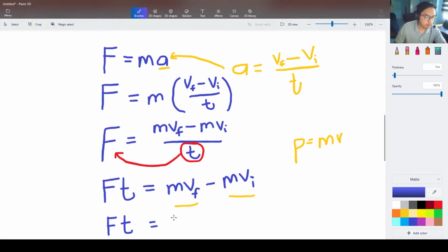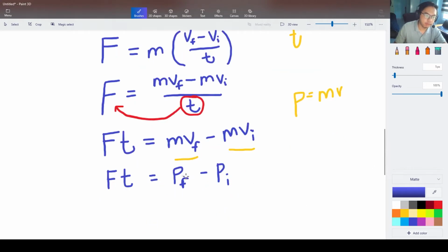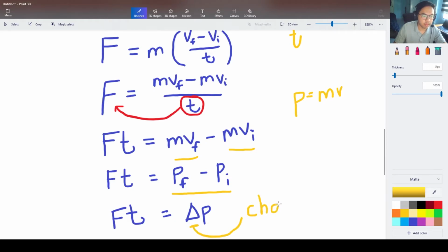So m times Vf will give us the final momentum, and m times Vi will give us the initial momentum. Now at this point, you can see Ft is equal to the final momentum minus the initial momentum. When you subtract the initial momentum from the final momentum, that just gives you the change in momentum. So Ft is equal to delta p, and delta is just a mathematical symbol that means the change of. In this case, delta p means the change in momentum.